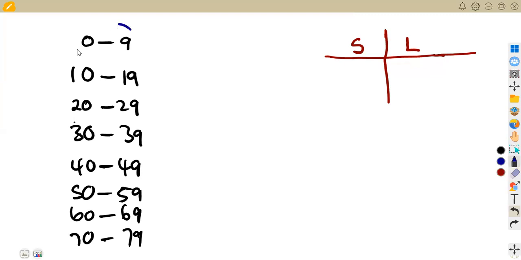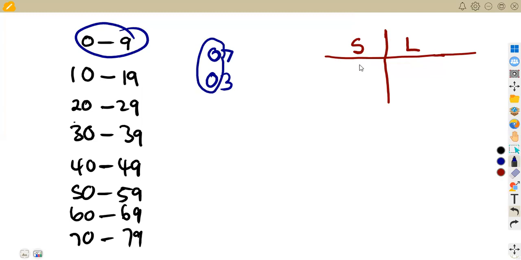All numbers from 0 to 9, on the stem you shall write a 0. If I want to write a number such as 7, this number 7 is the same as 07. If I want to write 3, it's going to be 03. So all numbers between 0 and 9 have a stem of 0. You write 0 on the stem, and the remaining digit is your leaf.